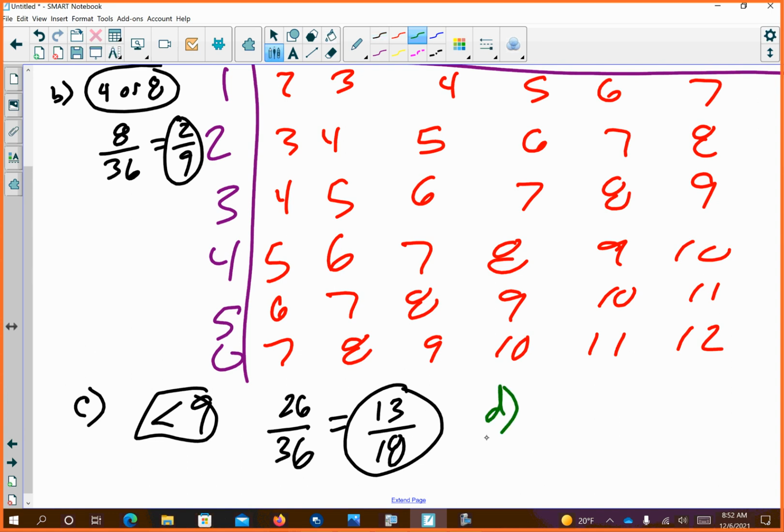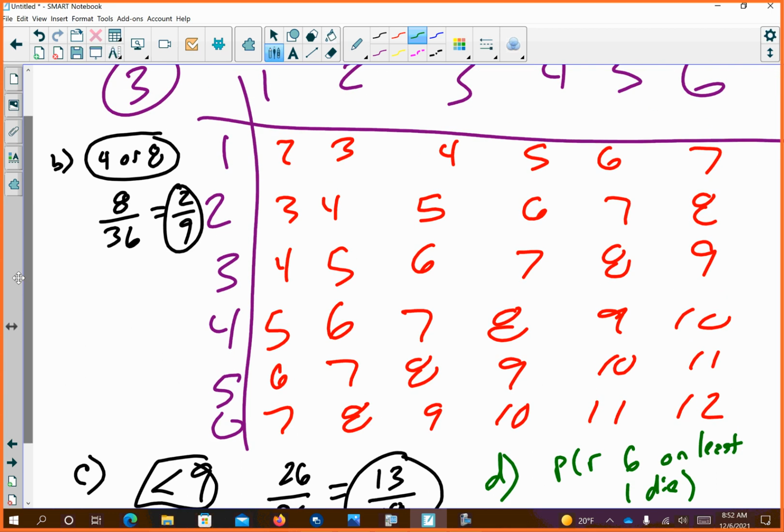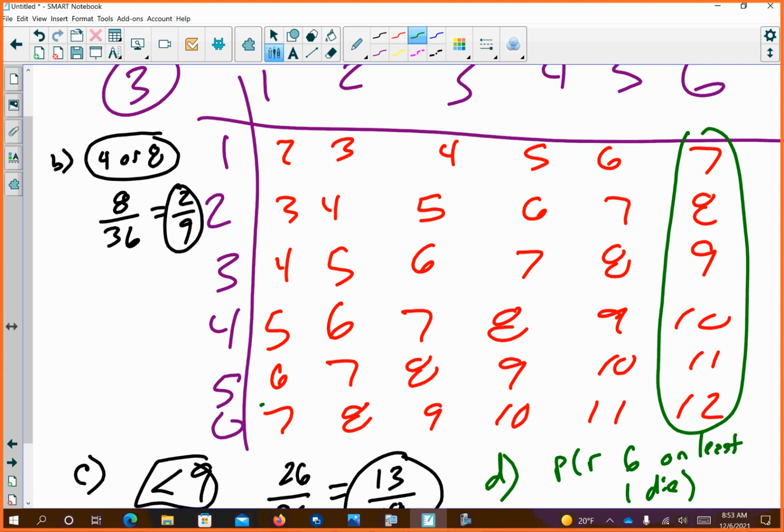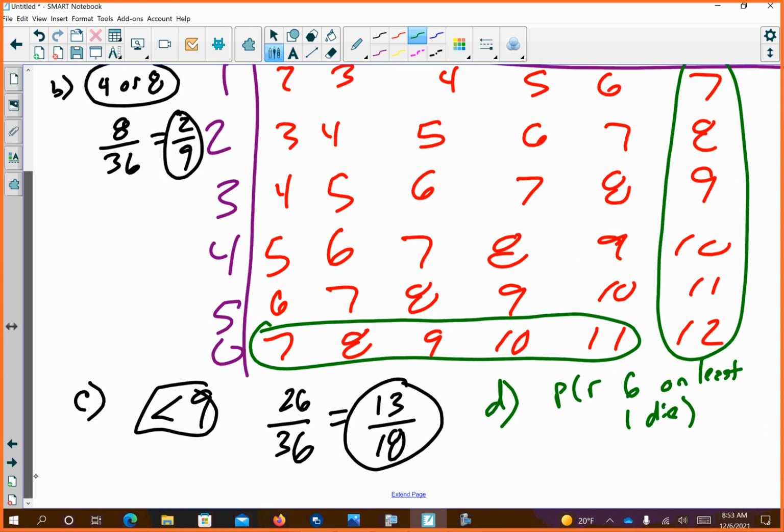Letter D. Probability of rolling a 6 on at least 1 die. Okay, I can roll a 6 on both as well. So I'm going to pick a column, the probability of rolling a 6 on at least 1 die. But then I'm also going to take into account this. Notice one of the regions included the 12. The other region I circled, I don't want to count that 12 twice. So I have 6 outcomes here, 5 outcomes here. 6 and 5 is 11. So I got 11 out of 36. That won't reduce.